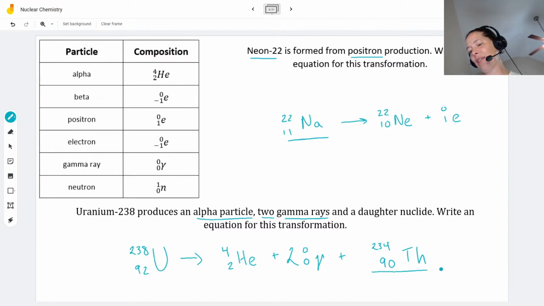A lot of times in these nuclear reactions, you do end up going to the very bottom of the periodic table, where maybe you felt like you hadn't spent a lot of time before.